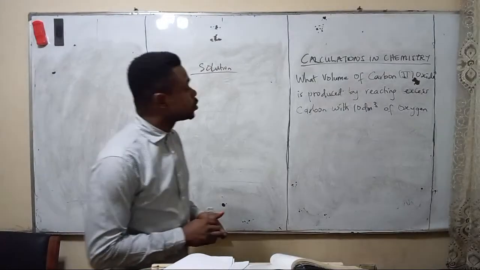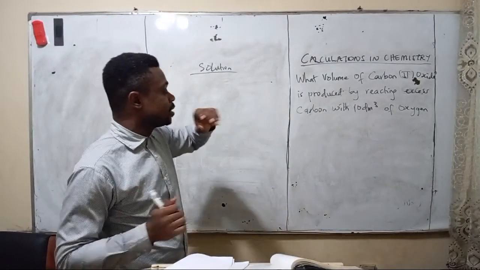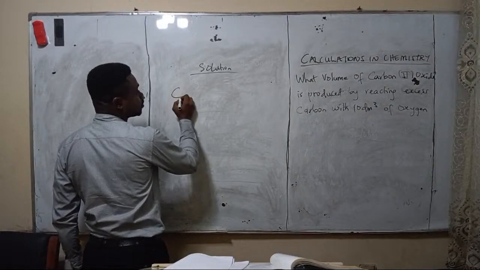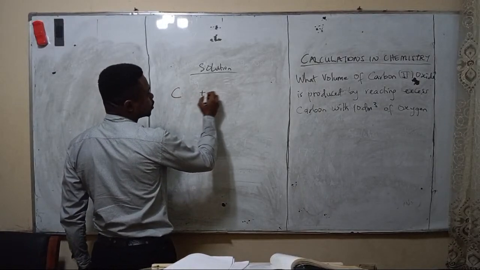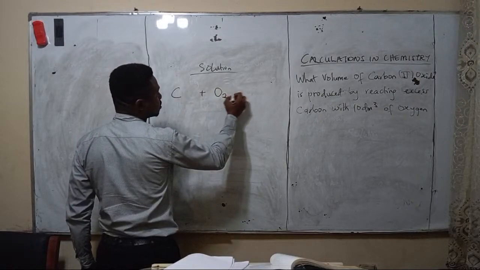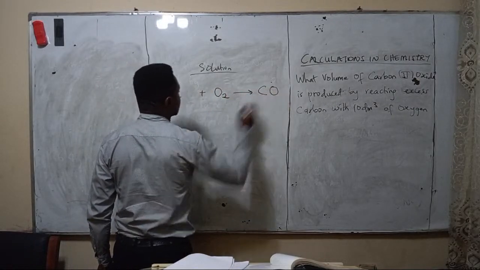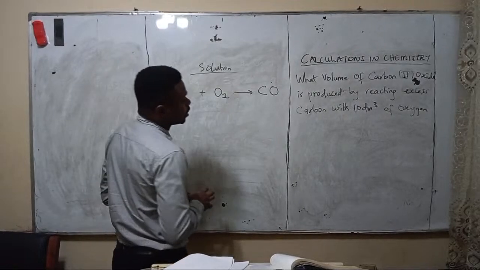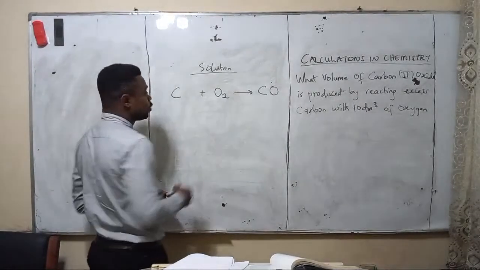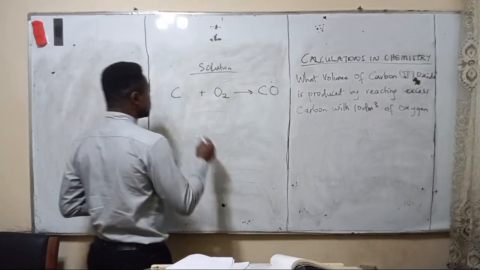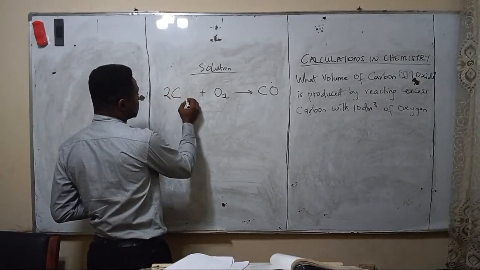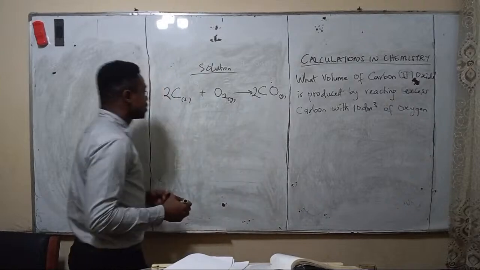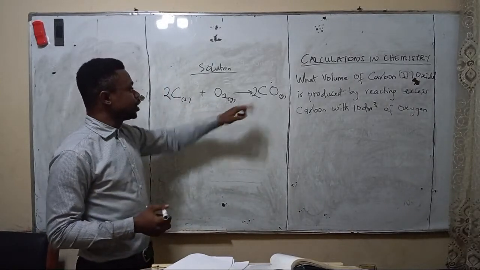To solve this question, we need to write down the chemical equation of this reaction. So here we have carbon reacting with oxygen to form carbon 2 oxide. The question says excess carbon. When excess carbon reacts with oxygen, carbon 2 oxide is produced. But when the oxygen is in excess, carbon 4 oxide is produced. So here, carbon is 2 here. This is solid. This is gas. Then 2 here. This is gas.